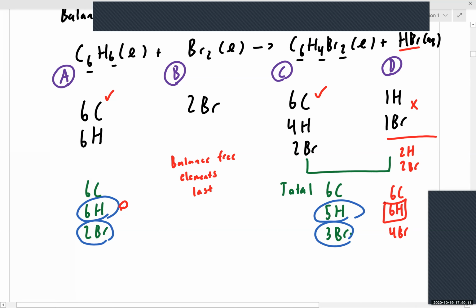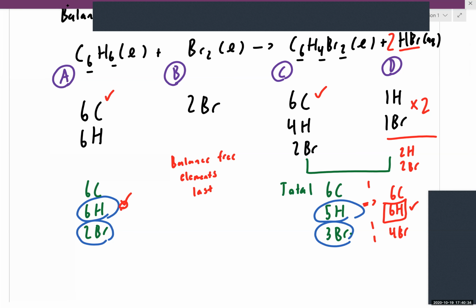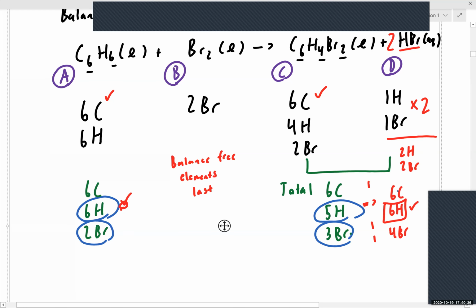So we want to make sure we have 6 hydrogens on each side. What coefficient do we need in front of HBr to balance hydrogen? 2. Exactly right. Wonderful. Now that we've balanced our coefficient for HBr, we revise our count. So here's our new count: 6 carbons, 6 hydrogens, and 4 bromines.